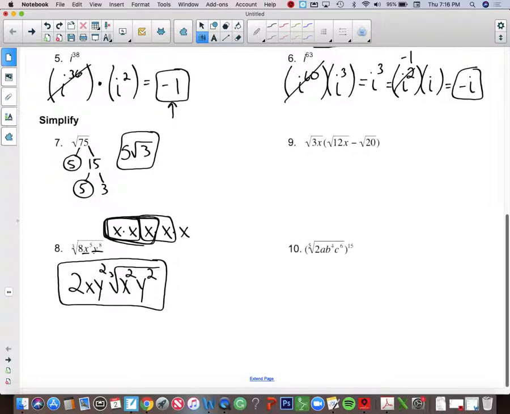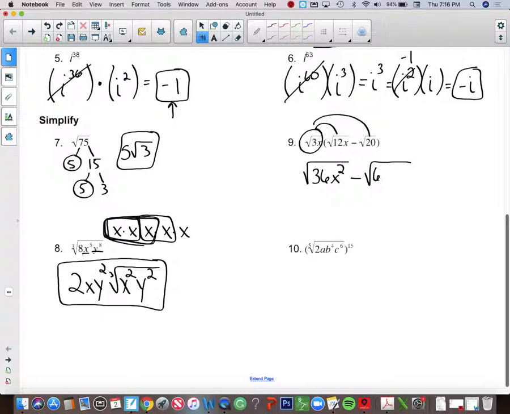Next one, number 9. So we have a distributive property type problem here. We're going to take that square root 3x and take it into both of those. When we're taking a square root times a square root, you just multiply whatever is underneath the radical. So for the first one, I'm going to multiply 3x and 12x, which gives me 36x squared. And then I have a minus there. 20 times 3x is square root of 60x. And I know that the square root of 36x squared is just 6x.